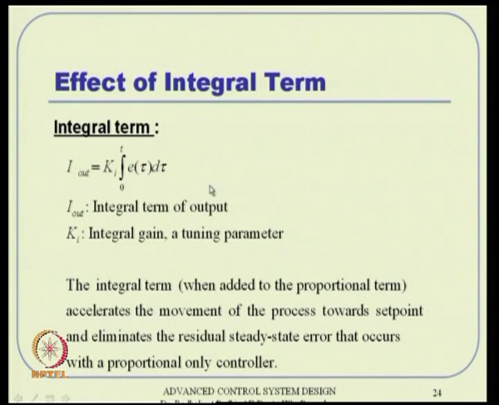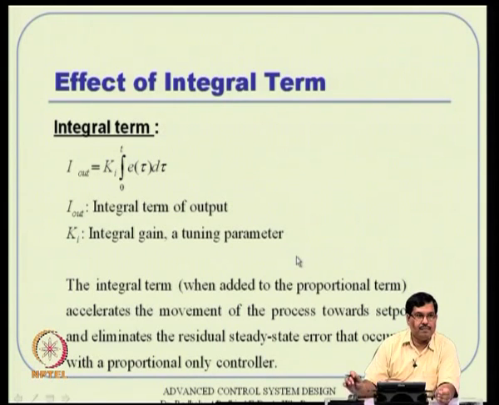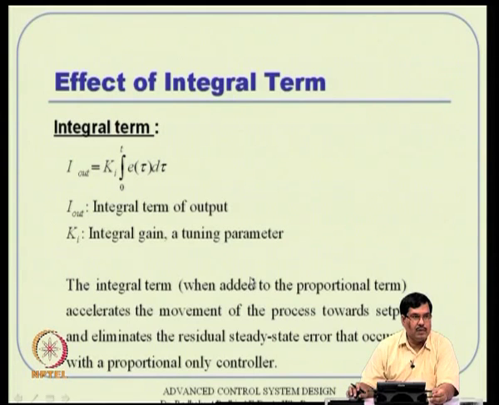Now, coming to the integral term. So, this is the loop, this is the component that we are talking about here. And here Ki is essentially the tuning parameter. The integral term, when added to the proportional term, helps us in accelerating the movement of the process towards the set point. Because there is an extra enforcement, you can think of it that way.